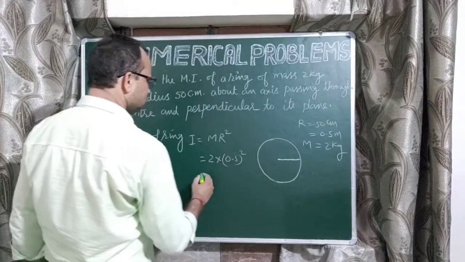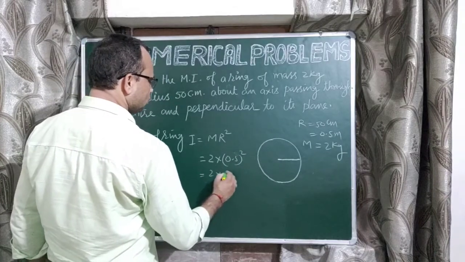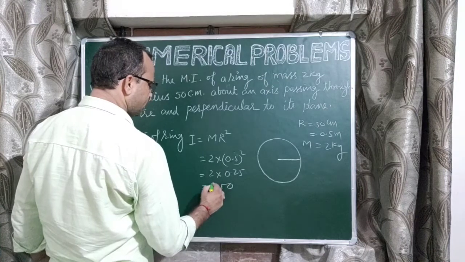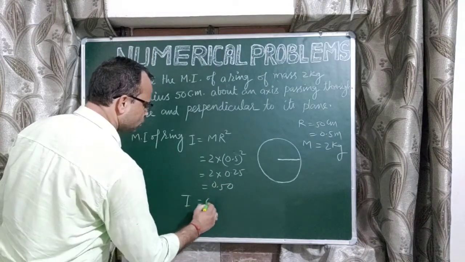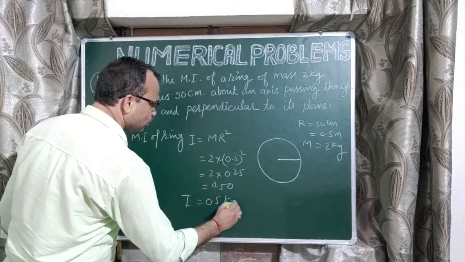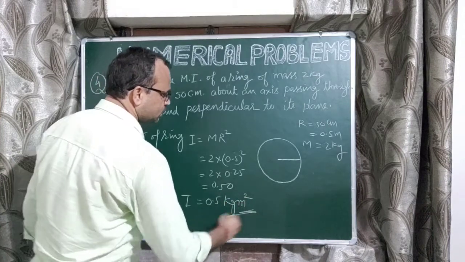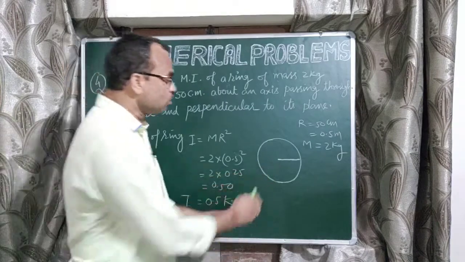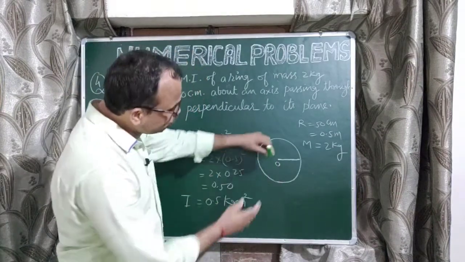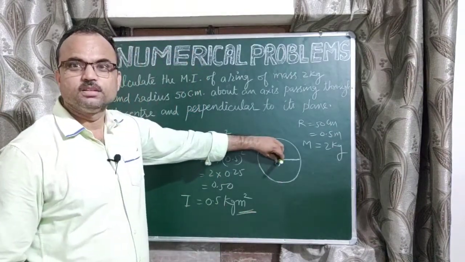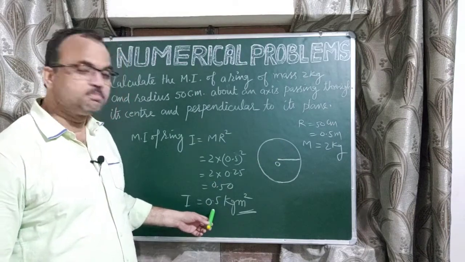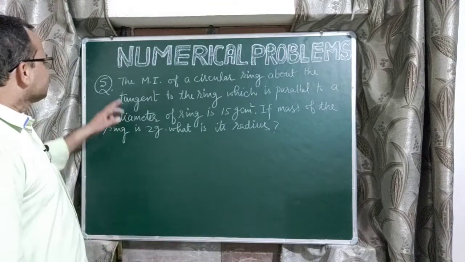So 2 into 0.25 is 0.5. It means I equals 0.5 kilogram meter square. The moment of inertia of a ring when the axis passes through its center O and perpendicular to its plane, like this, will be 0.5 kilogram meter square. Now see question number 5.